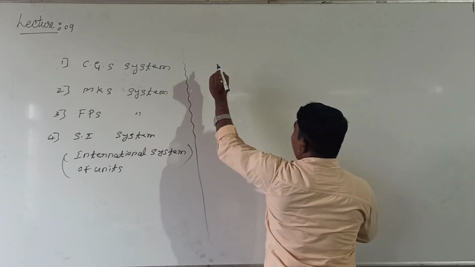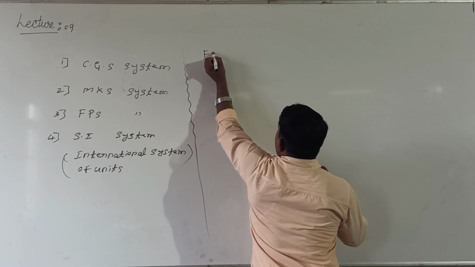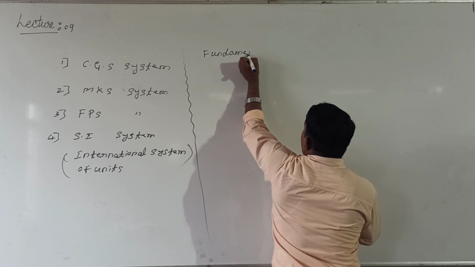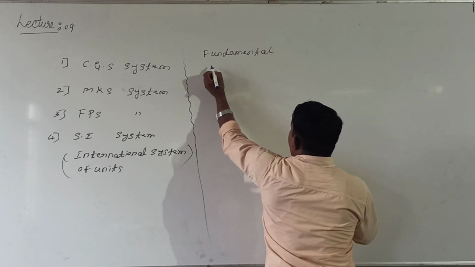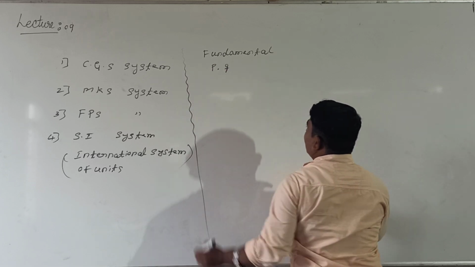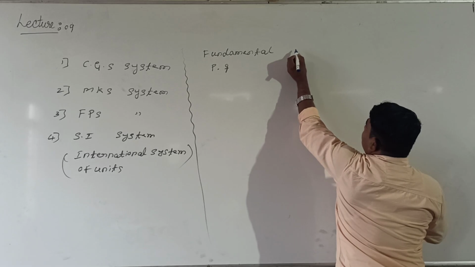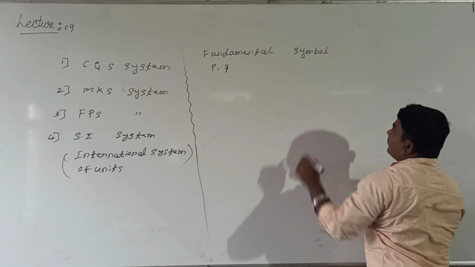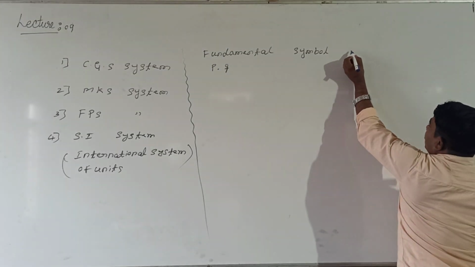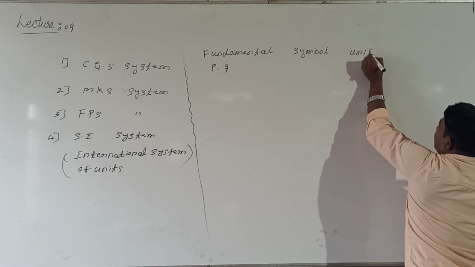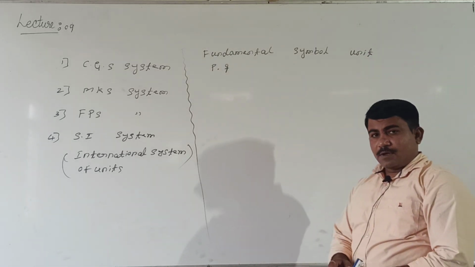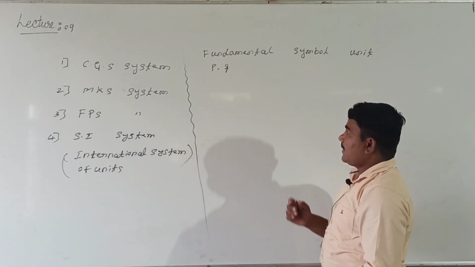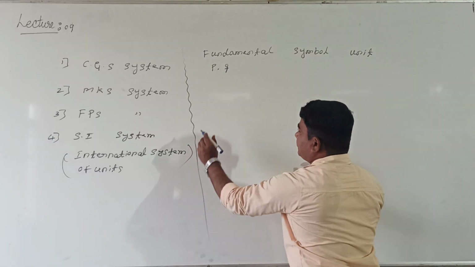See here, I will take first fundamental units. Fundamental physical quantity I will take in one column. Right? In next column I will take symbol. Right? In third column I will take unit. Right? Students, in the previous class already we know about the units. Look at me, what are the fundamental physical quantities here?